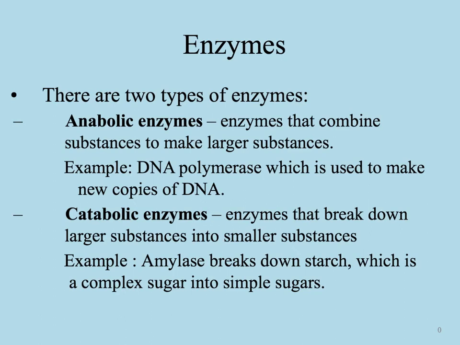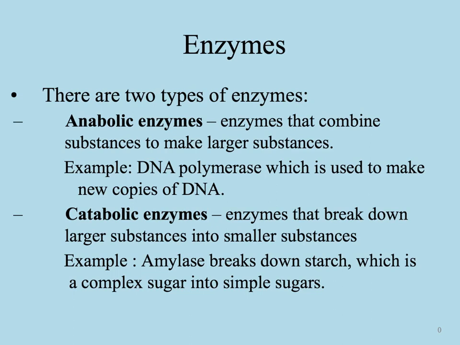Whereas a catabolic enzyme is an enzyme that breaks down larger substances into smaller substances. An example of a catabolic enzyme in your body and every living organism would be catalase. Catalase is an enzyme that is going to break down hydrogen peroxide. If you've ever gotten cut and poured hydrogen peroxide on that, you've seen catalase at work. Catalase breaks down hydrogen peroxide because it is a harmful substance to us if it builds up in our bodies. So it breaks it down into non-harmful substances: oxygen gas, that's the bubbles that you see, and then water.